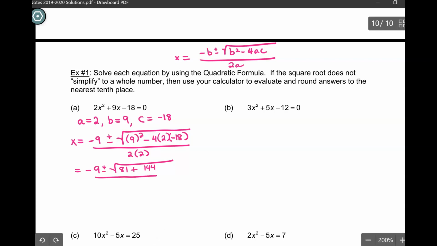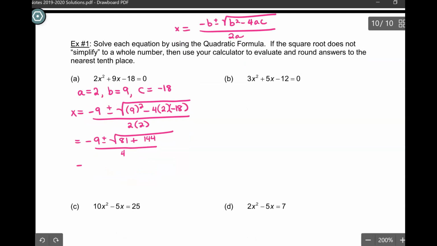All over 2 times 2 in the denominator is 4. Okay, next what I want to do is I have negative 9 plus or minus, add the 81 and the 144, and that ends up giving us 225 all over 4. Now, I want you to try to simplify this.